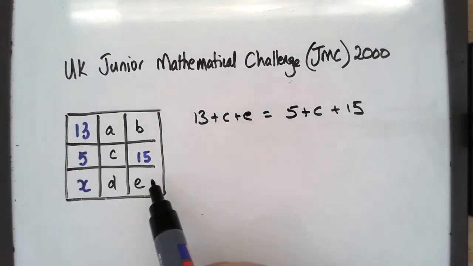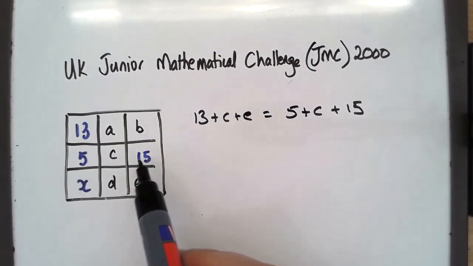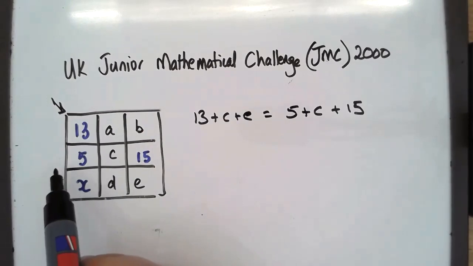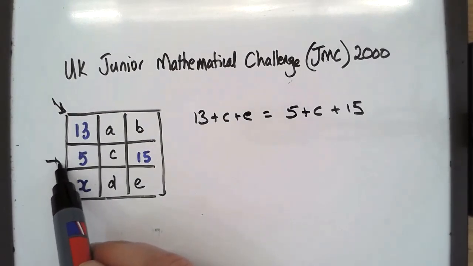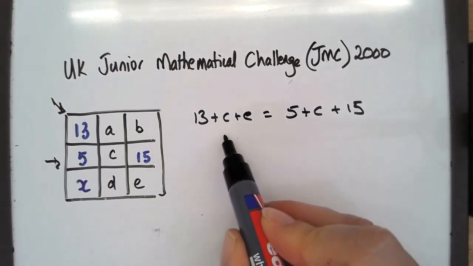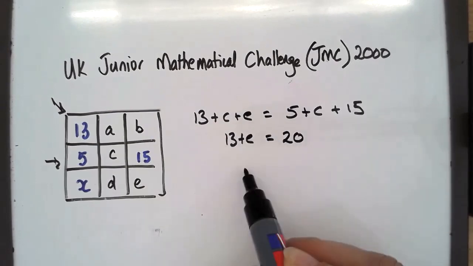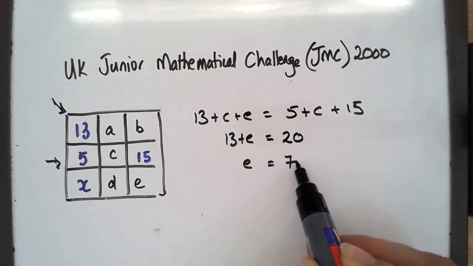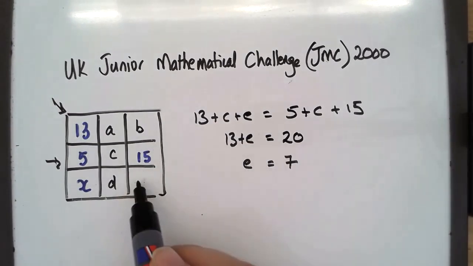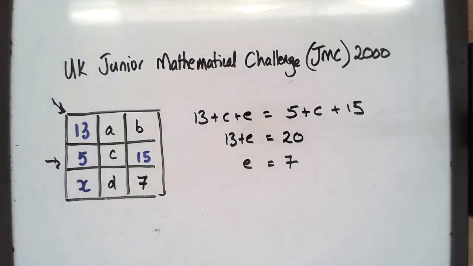So that's this and this one just here. So 13 plus E equals 20 and E equals 7. So we can replace that E with a number 7.